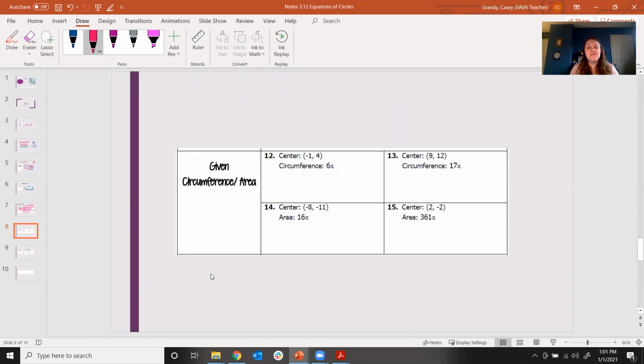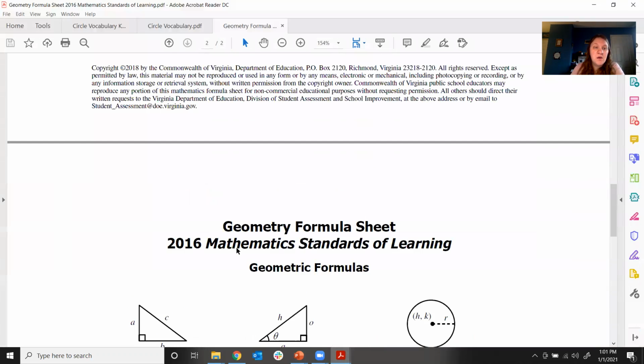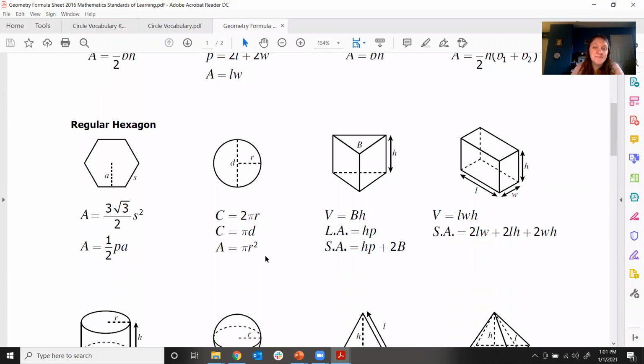Okay, what happens if they give me the circumference or the area of a circle? How can I find that? So if you look at your formula sheet, looking at a circle, the equation for circumference is 2 pi r. The equation for area is pi r squared.